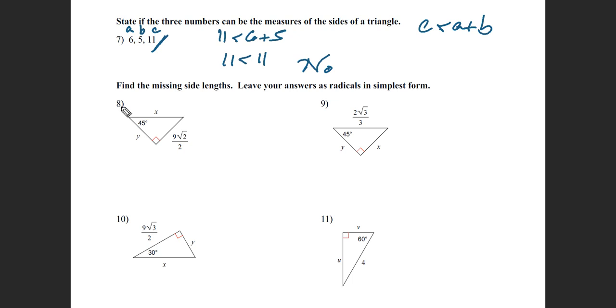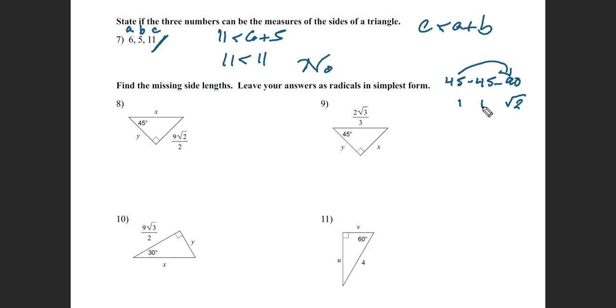So if we take a look at 8, the ratios for 45, 45, 90 is 1, 1, root 2. And if you don't remember what that means, all that means is if we have one of the legs in this 45, 45, 90 right triangle, we can get that side that's opposite the 90-degree angle, which is the hypotenuse there. We can get that hypotenuse by multiplying that leg by root 2. All right, so here's one leg.